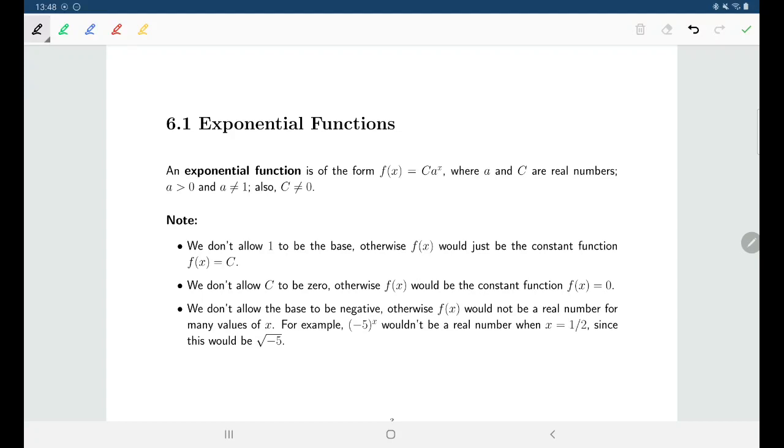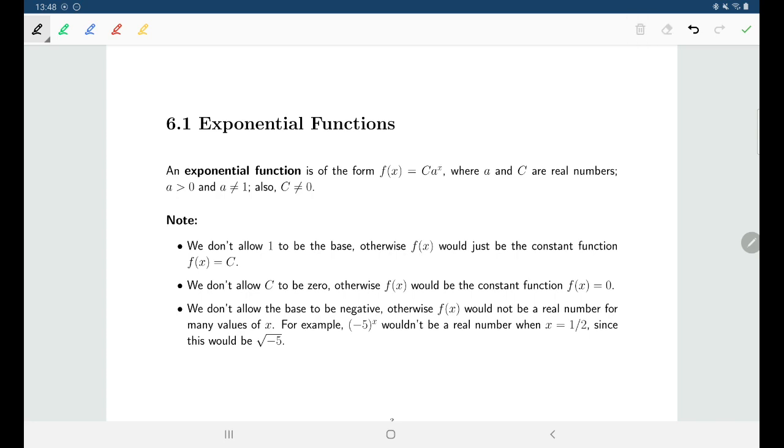Welcome back. In this section, we'll be introducing exponential functions, and we'll also be looking at some applications of exponential functions. So first, to begin with, when I say an exponential function, I mean a function that has this form. Some constant times some other constant to a power where the power is our variable x.